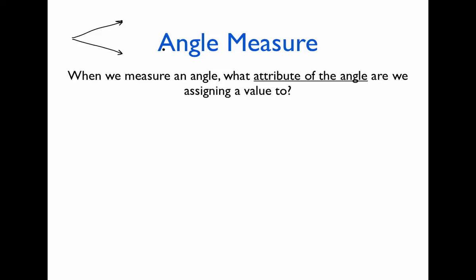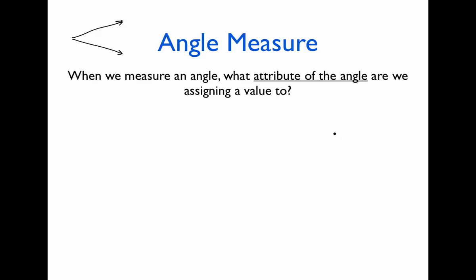Adi? Like its openness? He's saying it's openness. How open it is. Other ideas? Distance between the two lines, the rays. Okay, so we got openness, we got distance between the rays. Any other suggestions? What are we measuring when we measure an angle? What characteristic? How about the length of the rays? Is it the length of the rays? No. Okay, so people are shaking their heads. Good. All right, so it's one of those two. It's either distance between the rays or it's the openness of the angle.